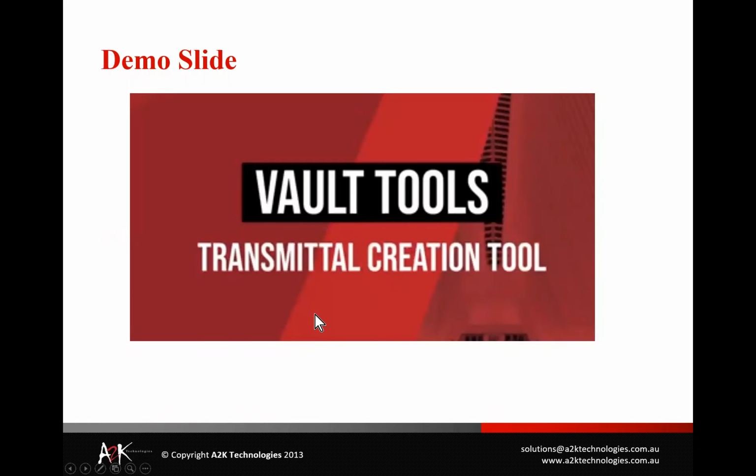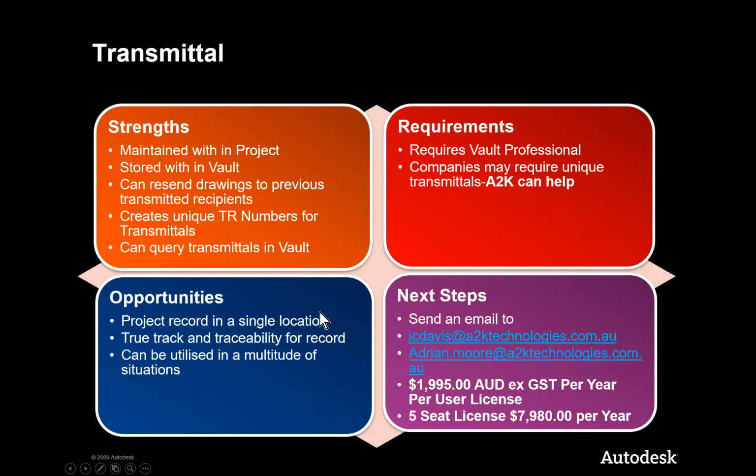So that pretty much shows everybody how the transmittal tool works. The strength of this is really maintaining your projects inside of Vault and understanding that record of communication, whether you're a prime or a sub, and how you distribute drawings. You have a complete record contained within Vault. Also, you're able to resend drawings that have been previously transmitted. You can have unique numbers as we discussed, and you can query your transmittals inside of Vault.